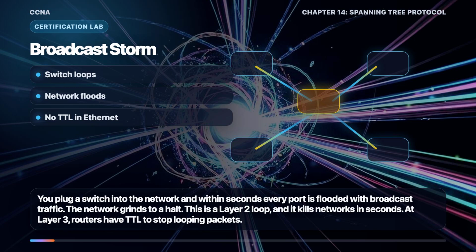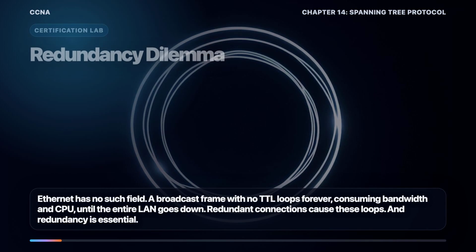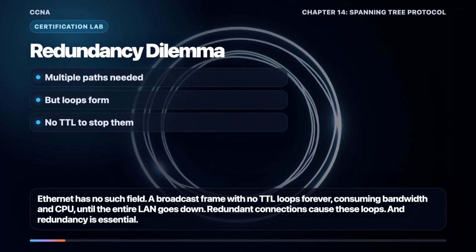At Layer 3, routers have TTL to stop looping packets. Ethernet has no such field. A broadcast frame with no TTL loops forever, consuming bandwidth and CPU until the entire LAN goes down.